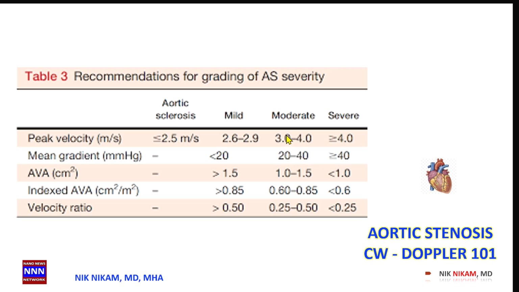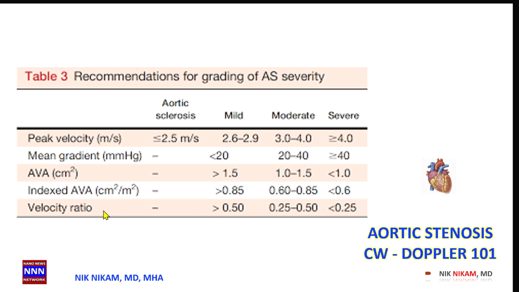Between 20 to 40, it is considered moderate aortic stenosis. The mild aortic stenosis valve area is greater than 1.5. The moderate aortic stenosis is 1.0 to 1.5, and severe aortic stenosis is less than 1 centimeter square. And when it is indexed to the body surface area, severe aortic stenosis is considered if the valve area is less than 0.6 centimeters square.